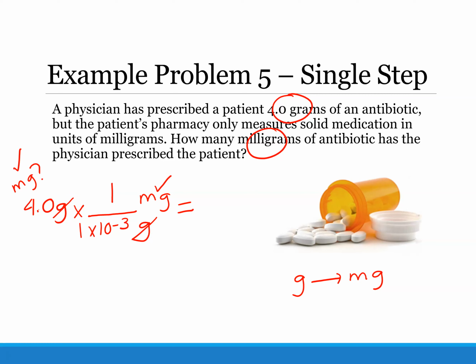So in your calculator, you would write 4.0 divided by 1 times 10 to the minus 3. And in my calculator, it looks like 4.0 divided by 1e to the minus 3. And press enter. So that is going to be 4,000 milligrams. And let me know if you have any other questions about this problem.